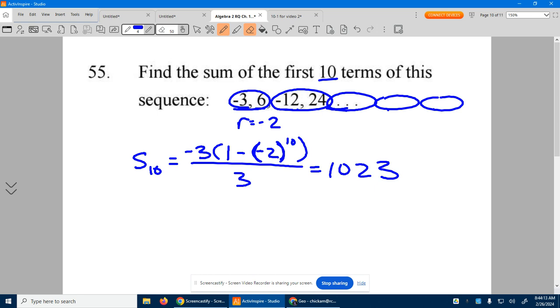So it's going to make sense that the answer does come out positive because that last number, which is going to be pretty large, is going to be a positive number and it's going to override everything. So 55, the answer's 1,023.